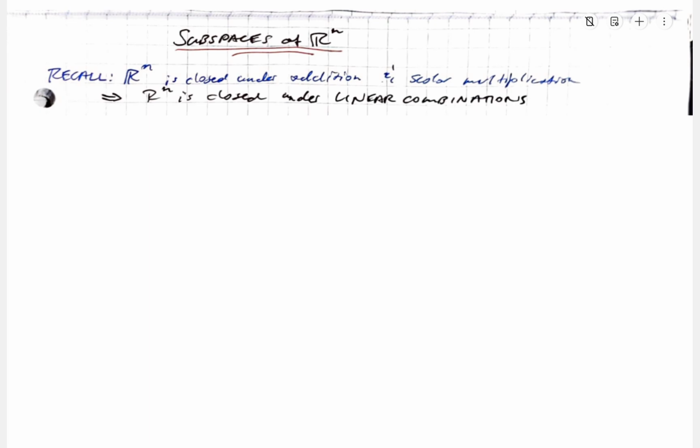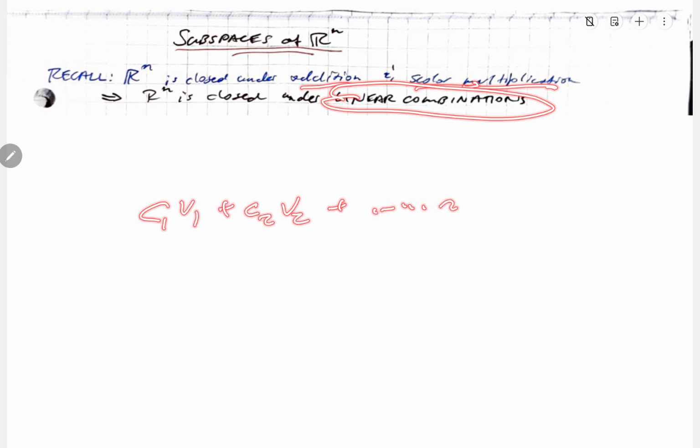Let's remember that the vector space Rn is closed under addition and scalar multiplication. When we have both addition and scalar multiplication and combine them together, this process is known as a linear combination. That's your c1 v1 plus c2 v2 plus and so on, plus cn vn. This combines addition, but it's also scalar multiplication.